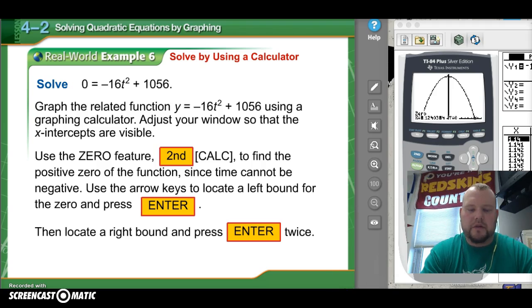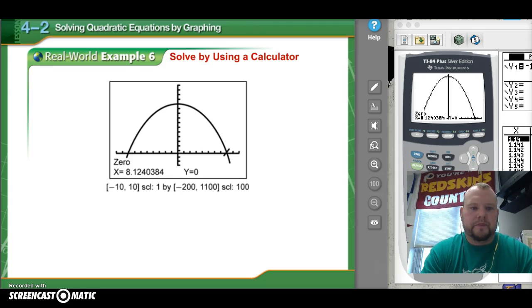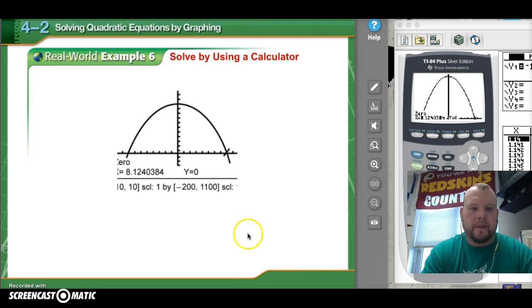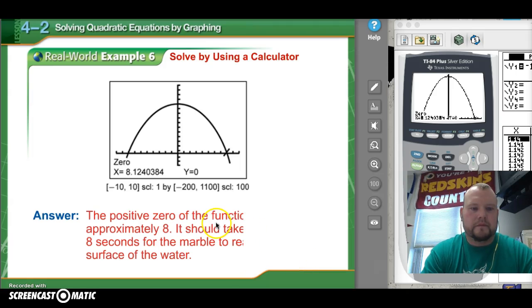Okay, I'm back on the screen now. Let's advance to the next slide. Here's our window, here's our 0. So the positive 0 of the function is approximately 8. It should take about 8 seconds for the marble to reach the surface of the water.